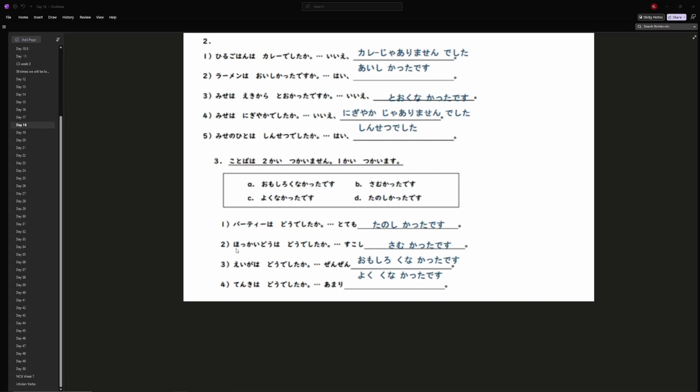We're in the Maho Shoujo situation right here. Shoot. Hokkaido wa do deshita ka? Was that right? Hokkaido. You said it correctly. Okay. I didn't realize what I was saying as I was saying it, but Hokkaido. Okay. Hokkaido wa do deshita ka? Sukoshi samukatta desu. How was Hokkaido? It was a little cold.